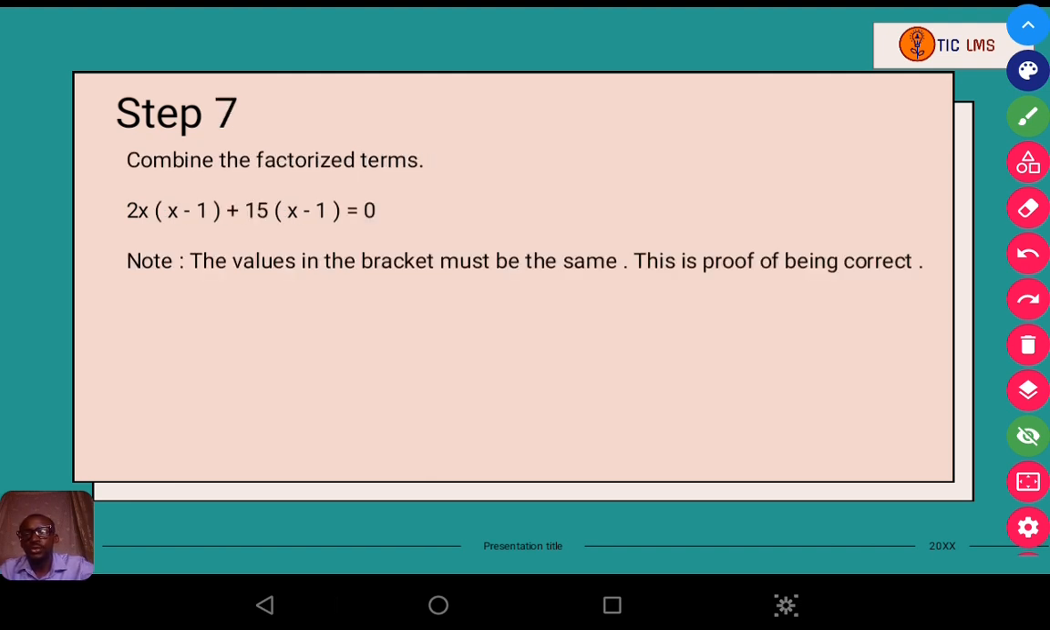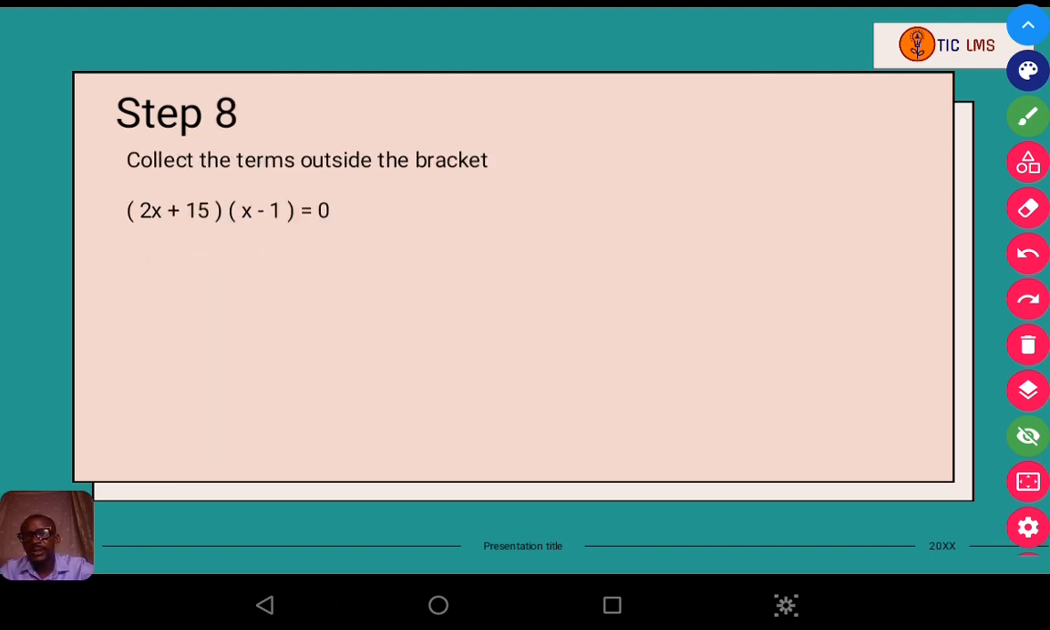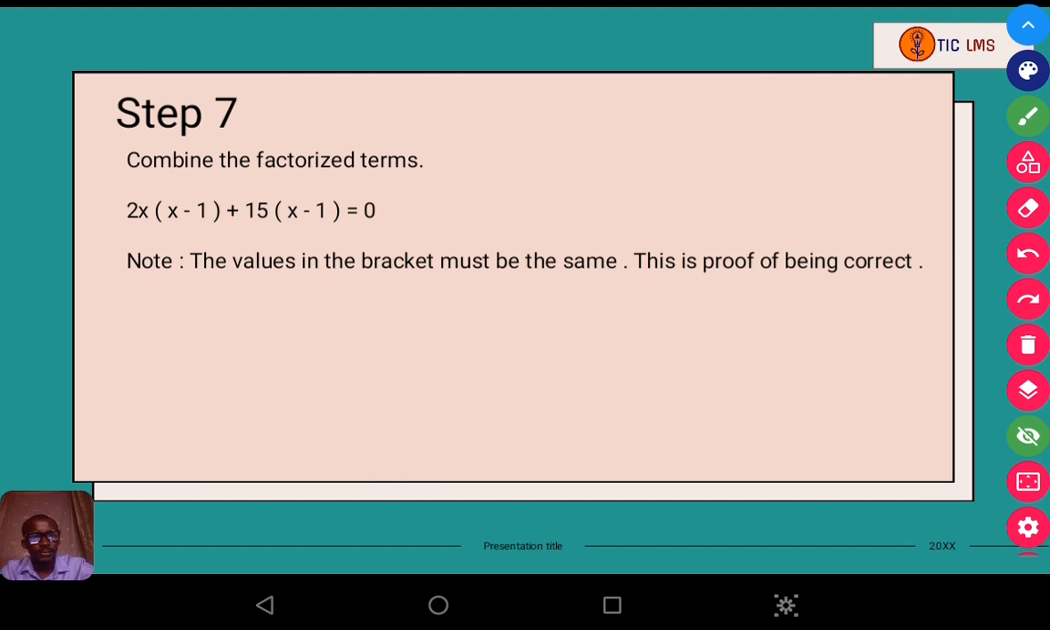Now move on to step 8. Step 8 says that collect the terms outside the bracket. Okay, so let's take a look at this. We have 2x and positive 15. So you collect those terms.